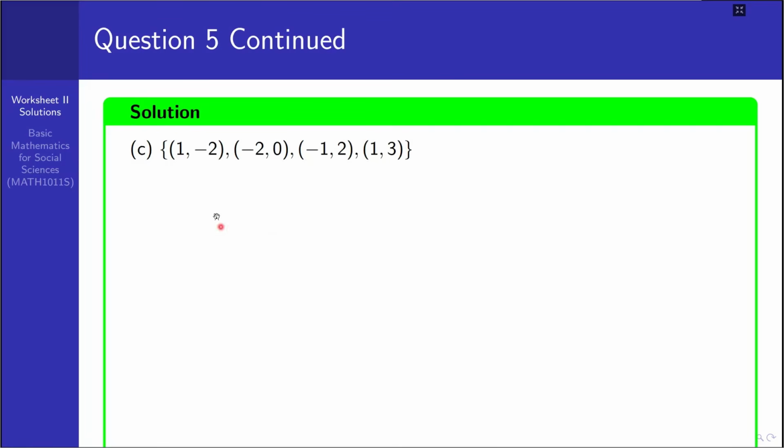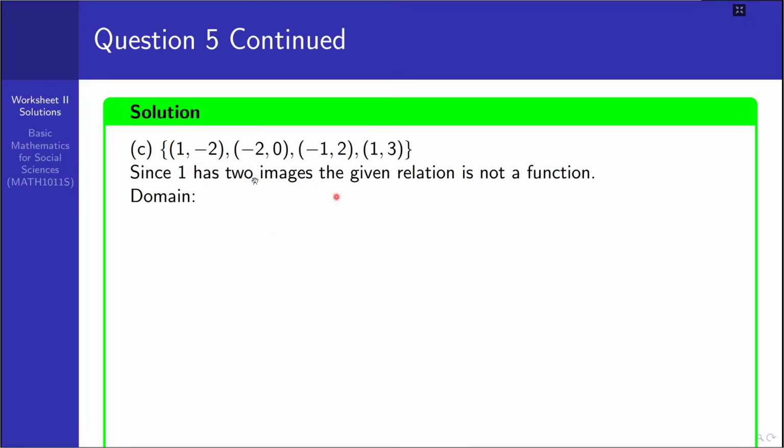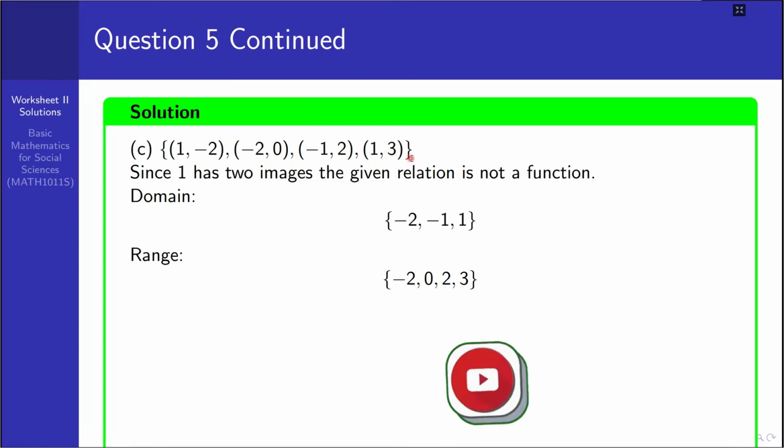The next one, C, we have this one. Again we said this is not a function, because 1 has two images, which are -2 and positive 3. Therefore it is not a function. Anyway, the domain is simply 1, -2, -1, and the range is -2, 0 to 1, or in arranged form, -2, 0, 3 could be the range of this relation.